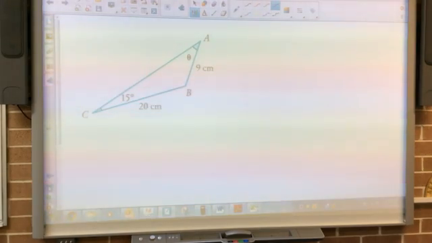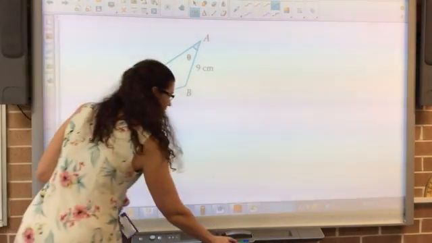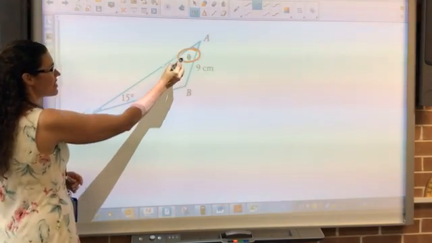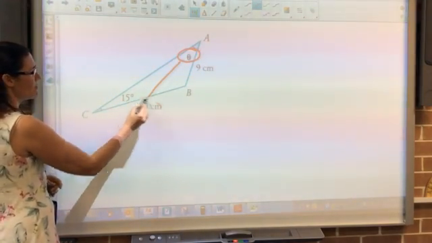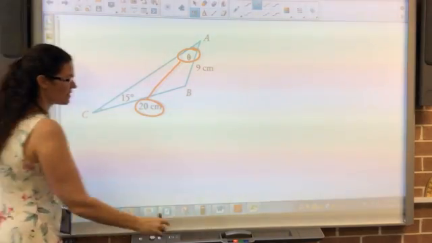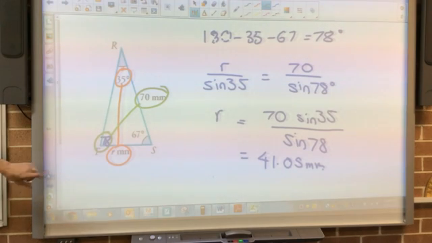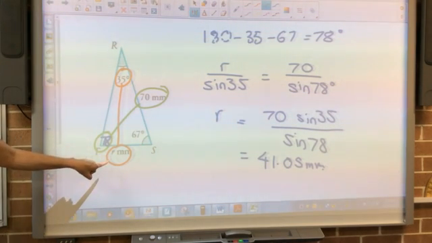Okay, this question here, I need to find my pairs as my first step. So I've got this angle here, the side opposite is this one, so that pair works all right. Sorry, so the last question, that R was what we were trying to find? Yeah, the missing side here was the R.